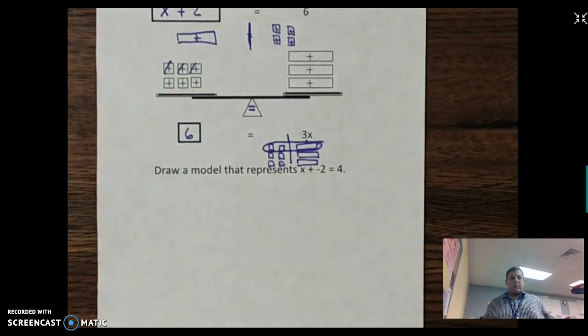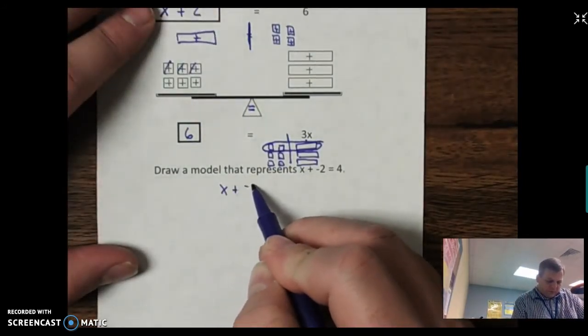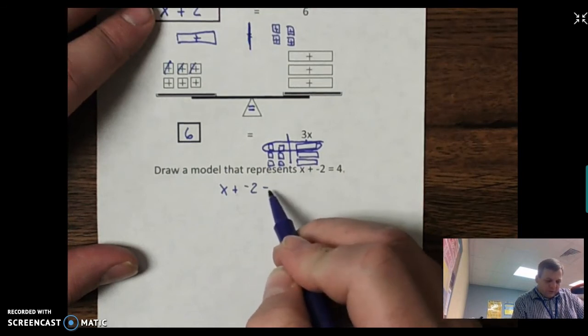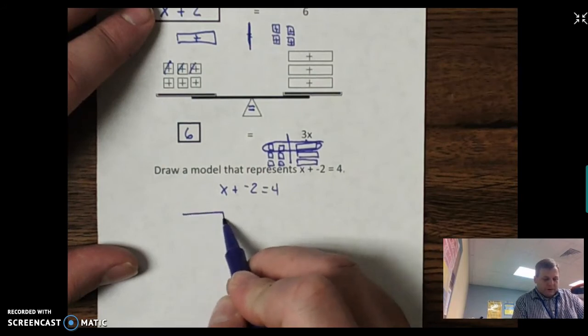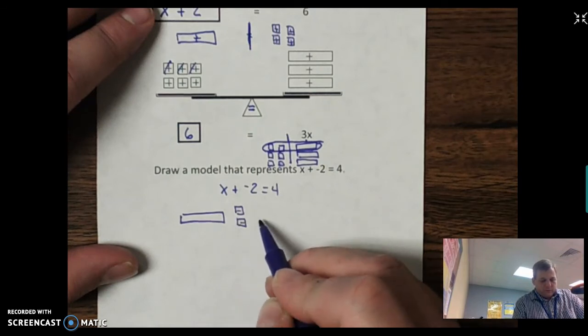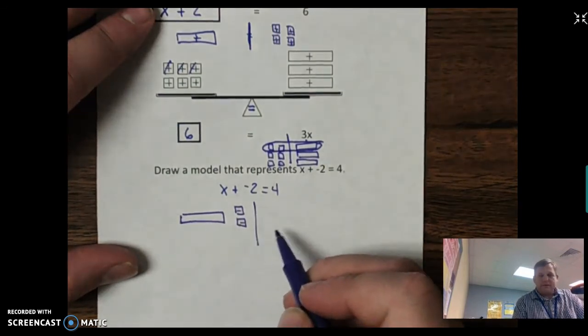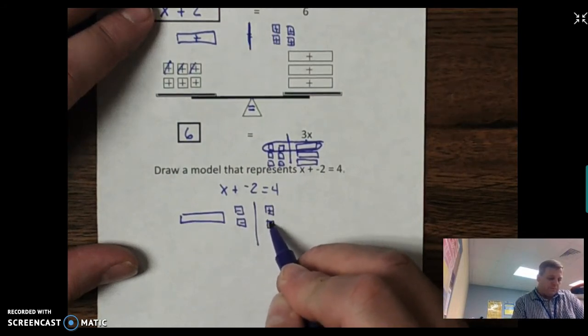If we're going to draw a model from scratch, I'm going to rewrite that because it's x plus negative 2 equals 4. So I'm going to draw my x. I'm going to put my 2 negatives. I'm going to draw my line, because that's how I like to do it. And I'm going to put my 4 positives.